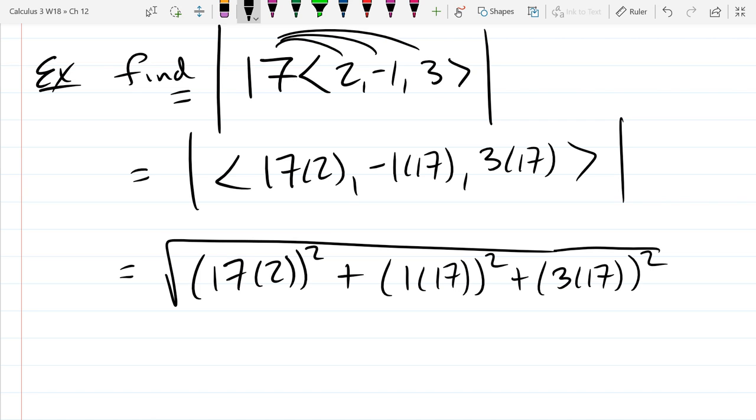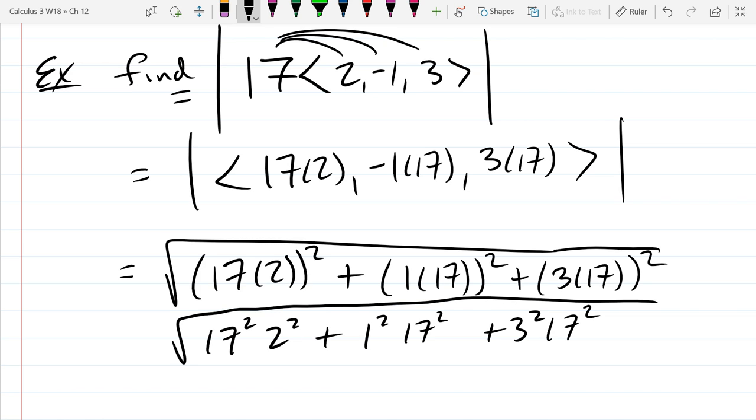So we're going to factor out. These are all 17 squared times 2 squared. So if I write that, 17 squared times 2 squared plus, I don't really need to write the 1 squared, but I'm going to do it anyway. Now it should be really clear I can factor out 17 squared.